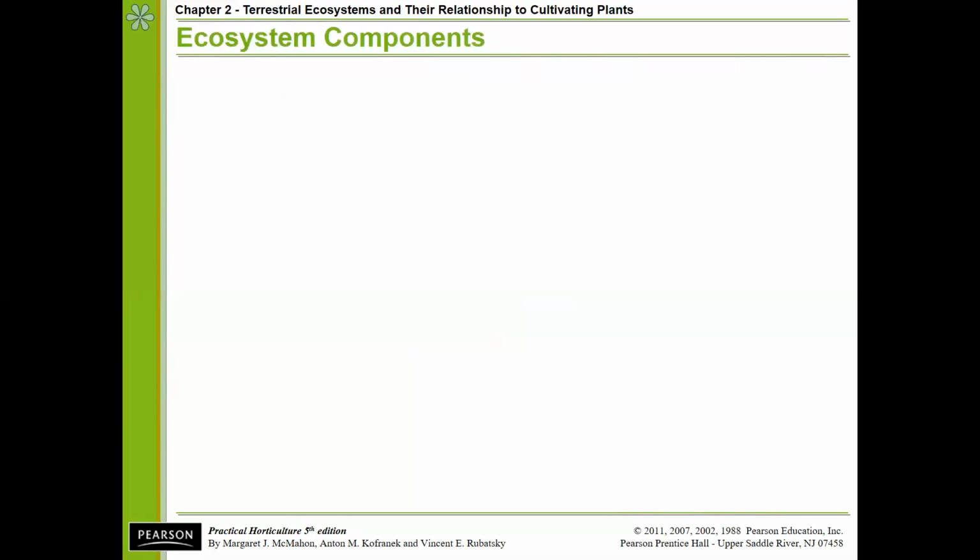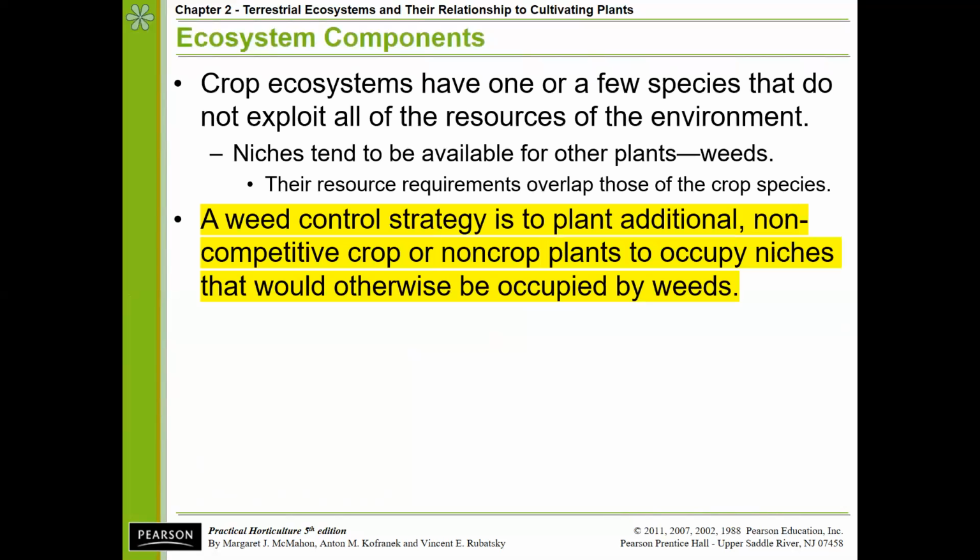This is something to think about that is often practiced. An ecological weed control strategy is to plant additional non-competitive crops or non-crop plants to occupy niches that would otherwise be occupied by weeds. We can look at that in terms of cover cropping, planting things like legumes or grasses to hold soil in place and prevent weeds from growing when we're not growing crops. We're also undersowing our crops with a cover crop. It's an interesting technique to keep weeds down and potentially even to preserve some resources.